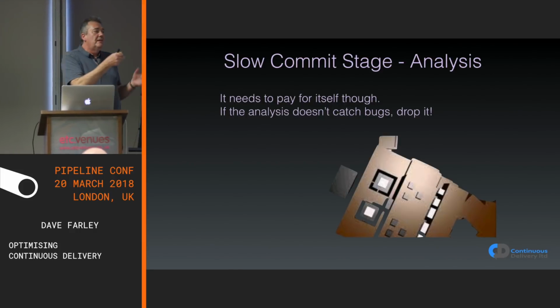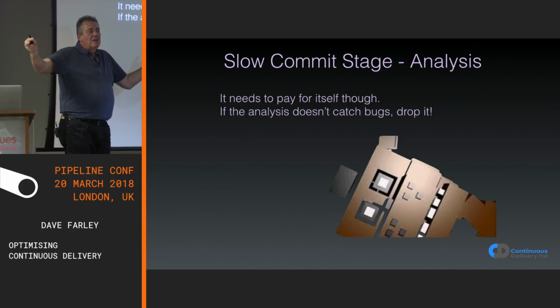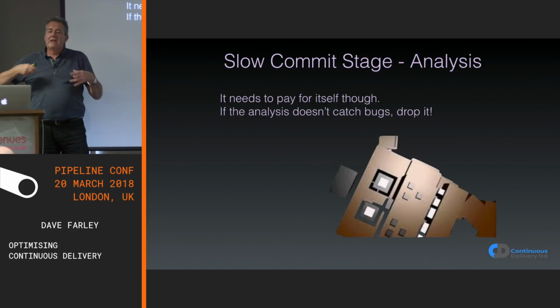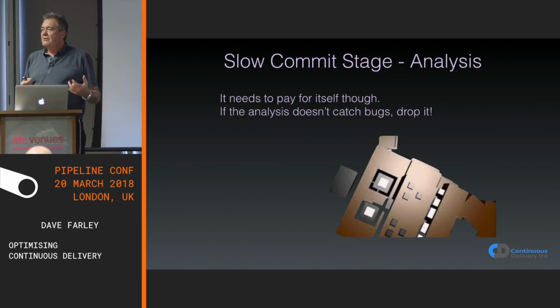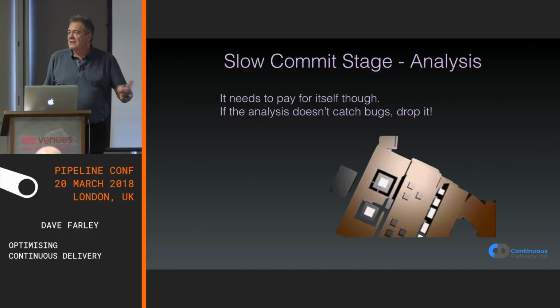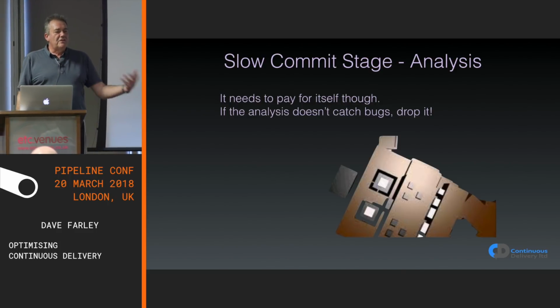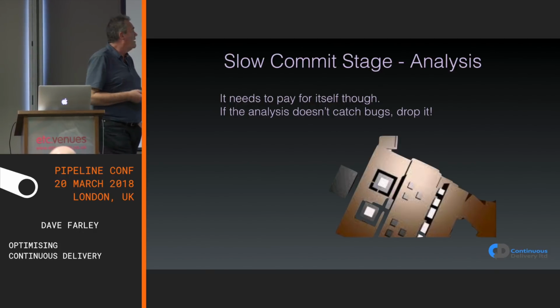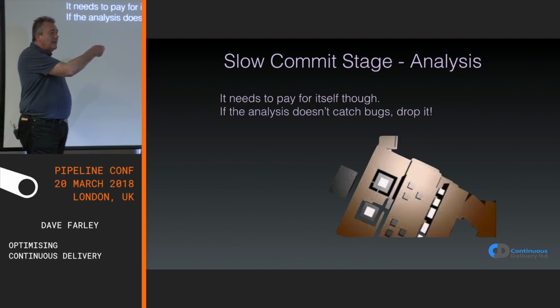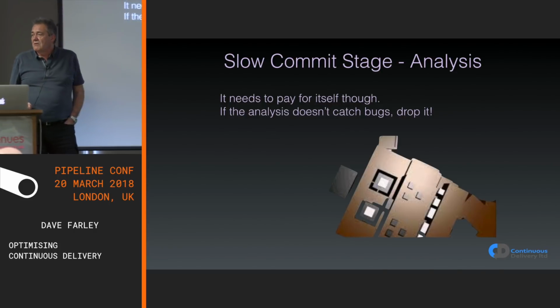Think of the execution time, the CPU cycles that you're spending on evaluating your commit stage as a valuable resource, and manage them carefully. Make sure that you use them efficiently, and think about how you're applying those. If something never catches a bug, you've got to question whether it's being useful or not.